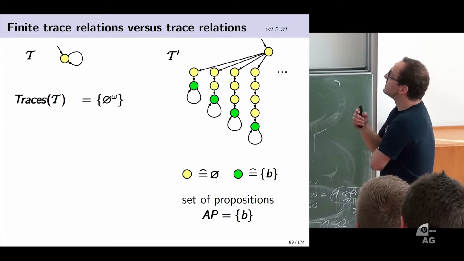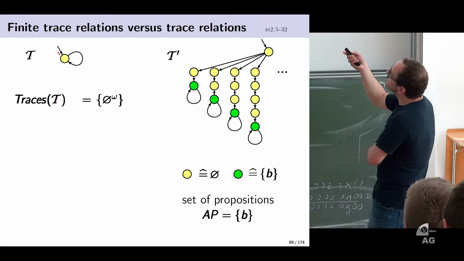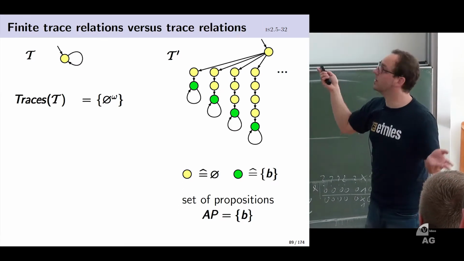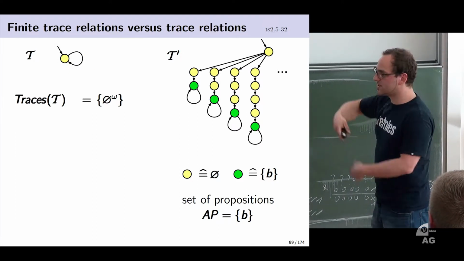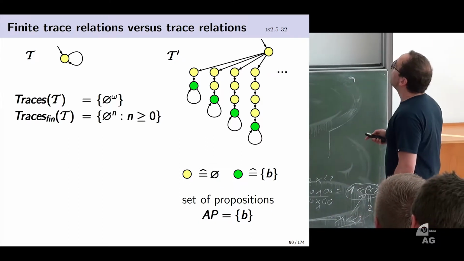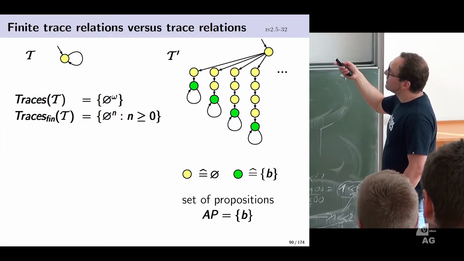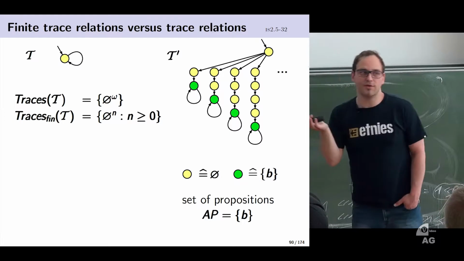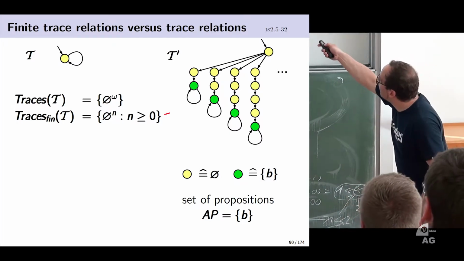Let's look at the traces and finite traces of these two transition systems. It's clear that for this transition system, the only trace is the empty set infinitely often, because you start there and you stay there. You just read off the labeling, it will just be the empty set forever. Now the finite traces of this transition system are equal to an arbitrary but finite amount of empty sets. Can someone tell me why this is wrong?